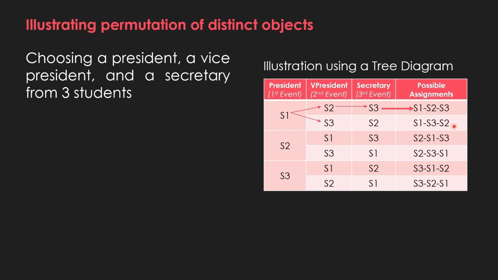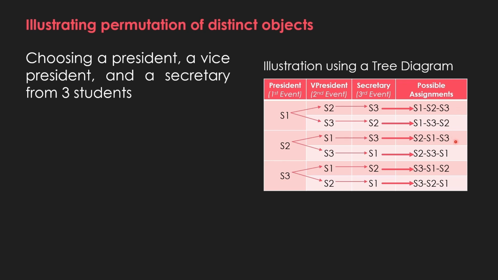Another one is this one here, which is another possible assignment. This could still be the same, that student 1 is the president, but this time the vice president is student 3, and that would mean that the secretary can be student 2. And so on with all these other possible outcomes. So as you can see here, all of the possible outcomes have been illustrated.